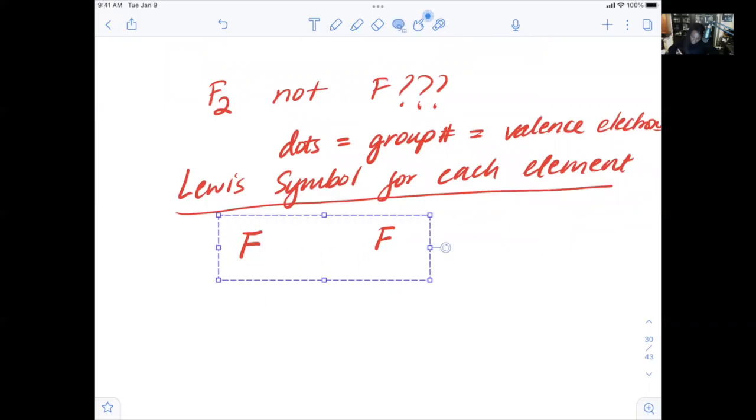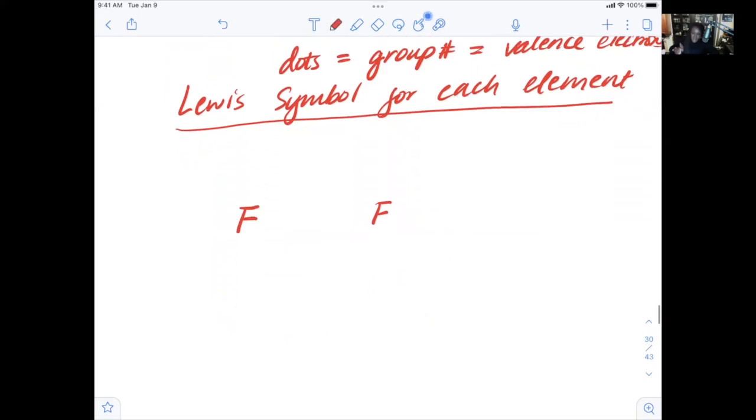Once again, I have to kind of reintroduce myself to using this app because it's been a while.